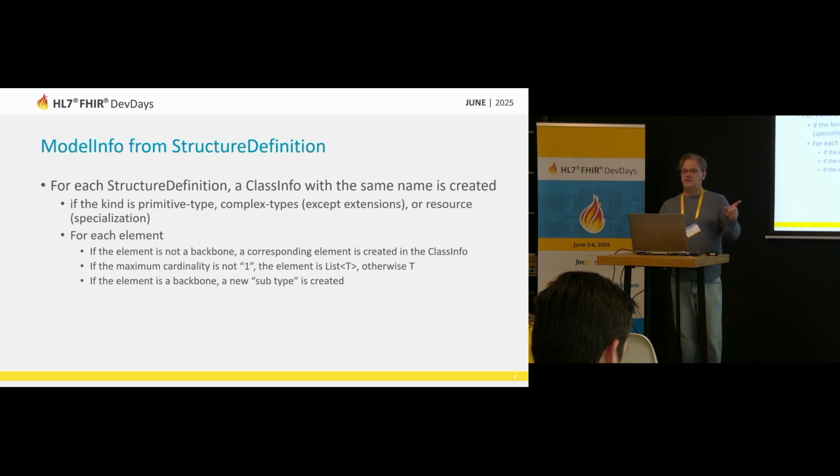And then if the element is a backbone, so you're looking at something like patient.contact that has structure directly in the resource, we actually create a new subtype for that and create an element of that new subtype. So you'll see things like patient contact. It's the same approach that's taken to generate class info for things like Java and JavaScript. We're just defining the type information so that we can use that within CQL.